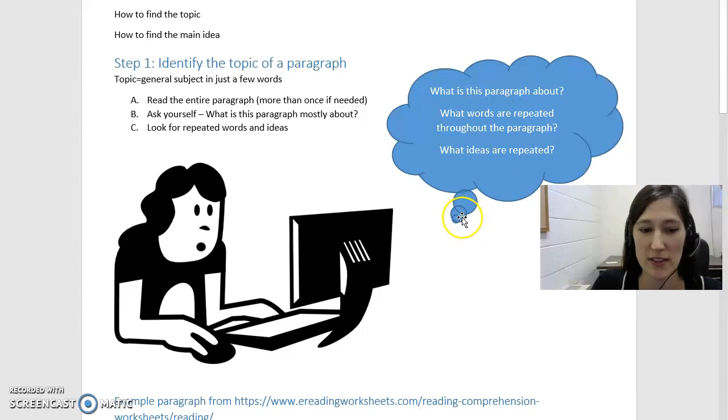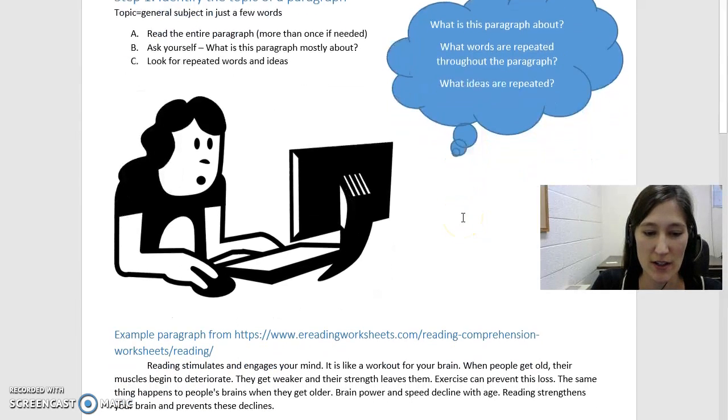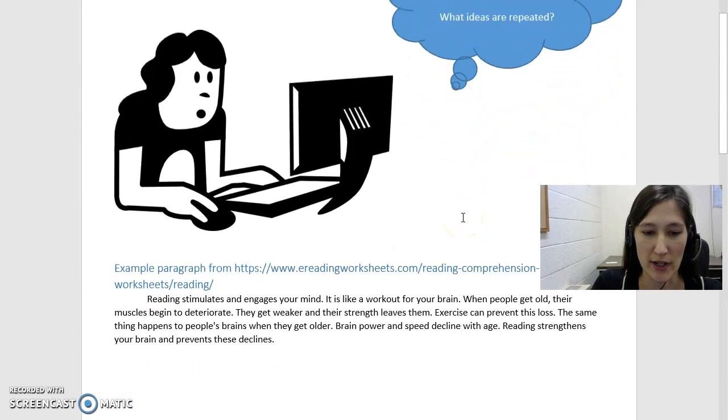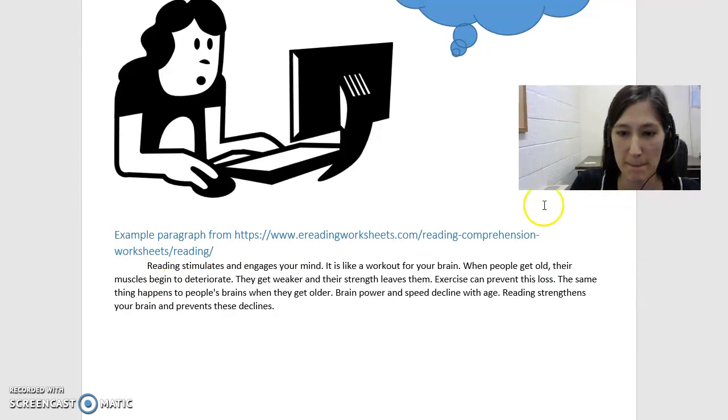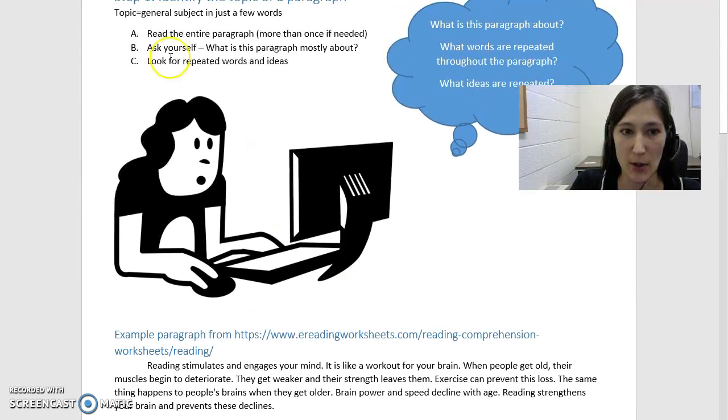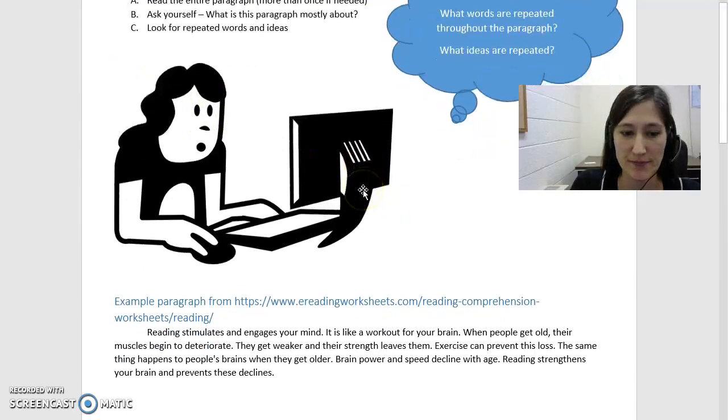Okay, let's try it. So here I have an example paragraph. This is from a website. This is a good website that gives more reading practice if you want to try it. So let's look at this paragraph, and we're going to go through the ABC up here, right? The ABC of how to find the topic.